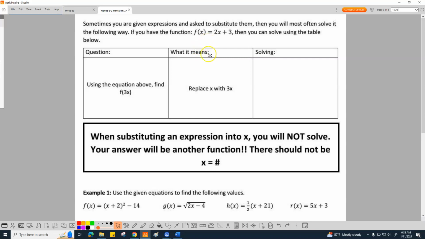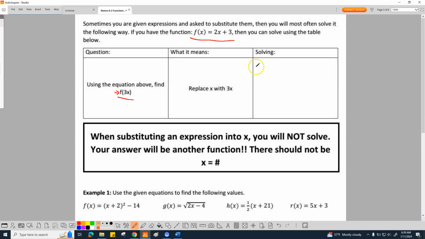The notes we're starting with right now, this is the equation. We're referencing this equation right here, up here. And now it's saying, hey, we want you to use the equation above and find f of 3x. Now this may look crazy, but all this is saying is take the function f, there it is right there, and now you're going to plug in 3x. Everywhere that there was an x, you're now going to replace it with a 3x.